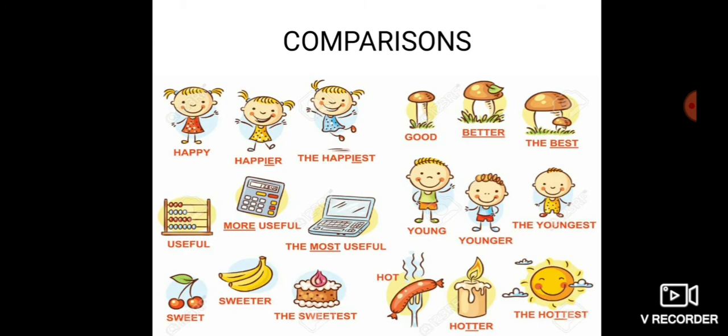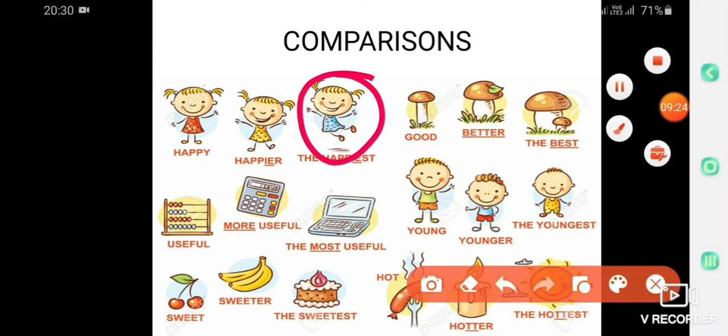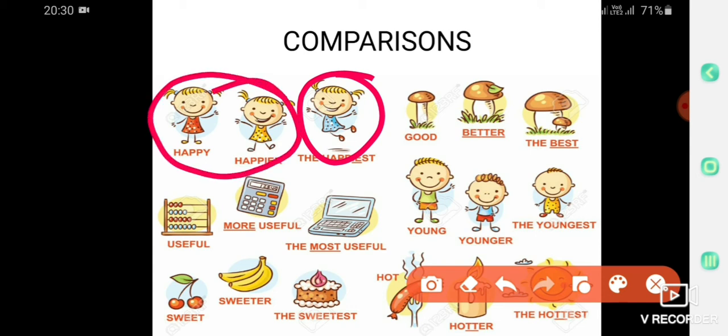Now let's see some examples like happy, happier, happiest. If this third child is the happiest one, we are comparing this third child with the other two children. So here we are comparing three, so we have used the superlative degree. If you are just comparing two girls, this one is happier, so here we have used the comparative degree. And if you are talking about only one girl, you just have to write happy.